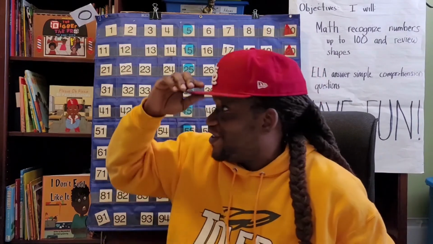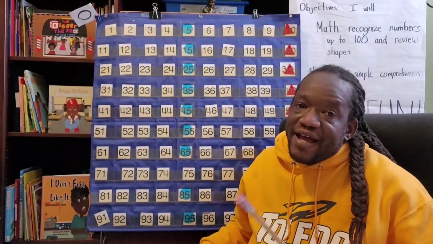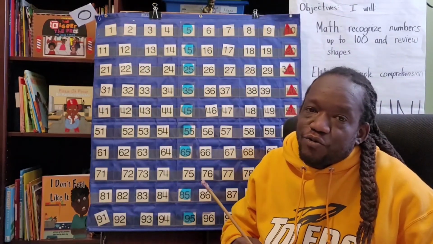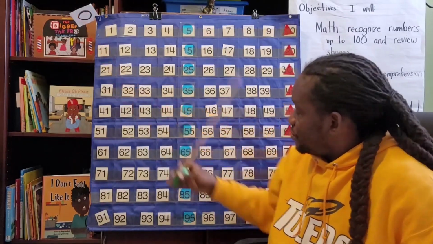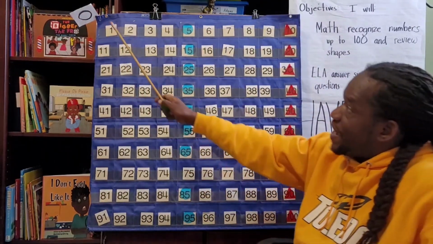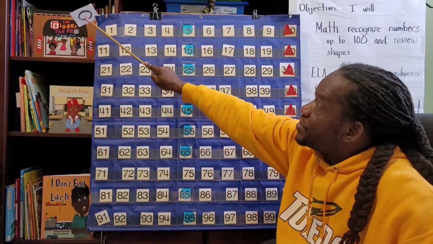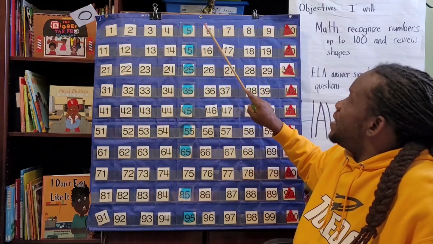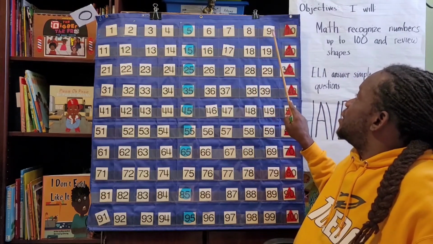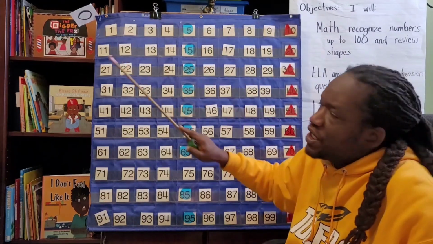The first thing we are going to do is count from 0 to 100. First thing I'm going to do is take my hat off. But we're going to count from 0 to 100 by ones. Are you ready? Let's go. 0, 1, 2, 3, 4, 5, 6, 7, 8, 9, 10. All right, say it really loud.